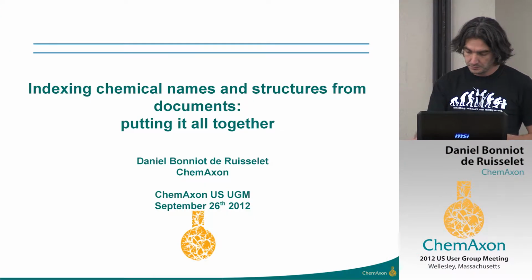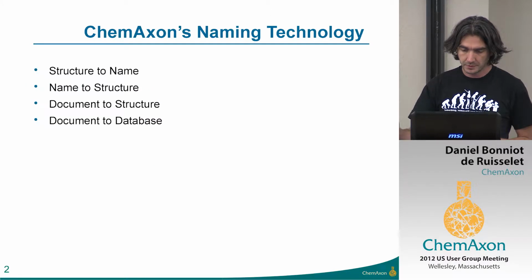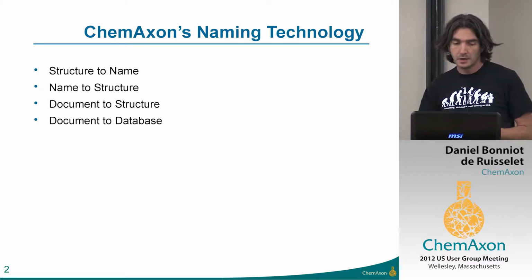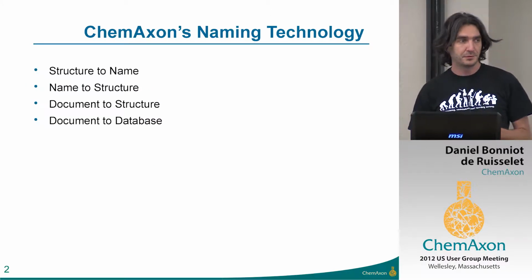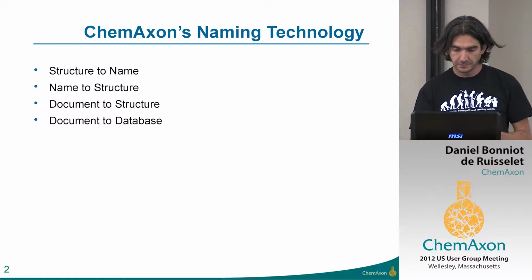So I'm going to speak about all the naming products of ChemAxon. This is the overview. Historically, the first product we released was Structure to Name. And then we also had Name to Structure, Document to Structure, and today I'm announcing the Document to Database product.